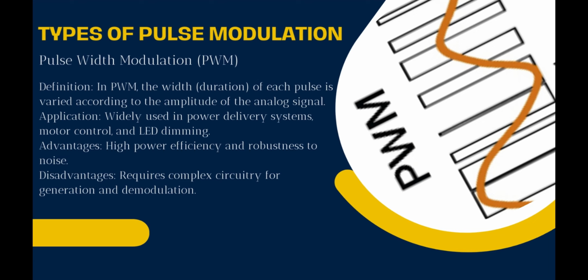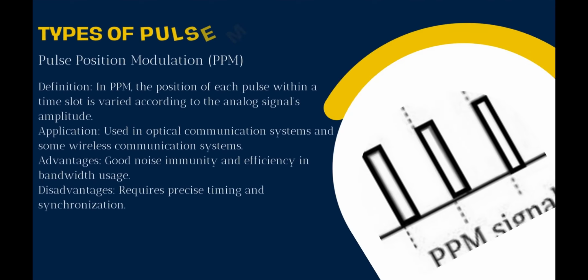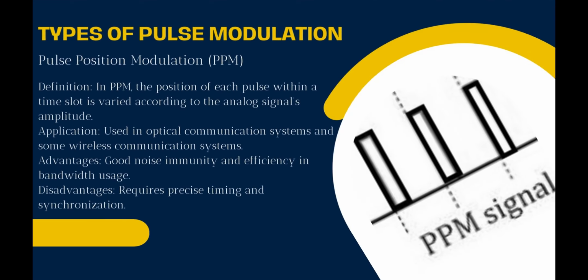Application: widely used in power delivery systems, motor control, and LED dimming. Advantages: high power efficiency and robustness to noise. Disadvantages: requires complex circuitry for generation and demodulation. Next we have pulse position modulation (PPM). Definition: in PPM, the position of each pulse within a time slot is varied according to the analog signal's amplitude.